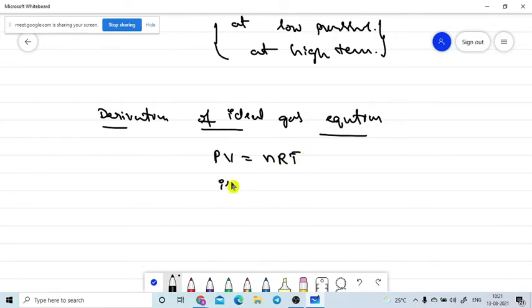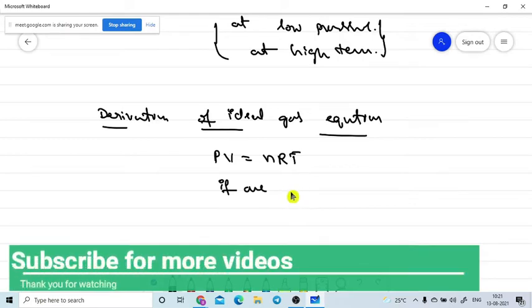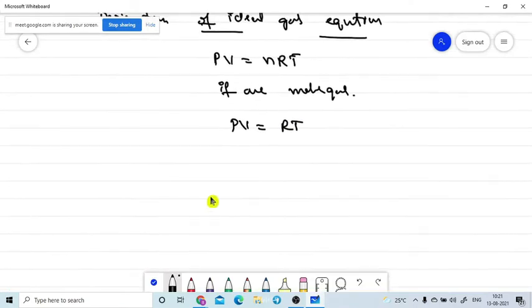If we take one mole of gas, the same formula becomes PV = RT. We know this formula and remember it well. So we need to derive this equation.